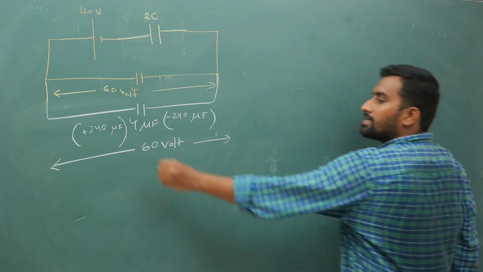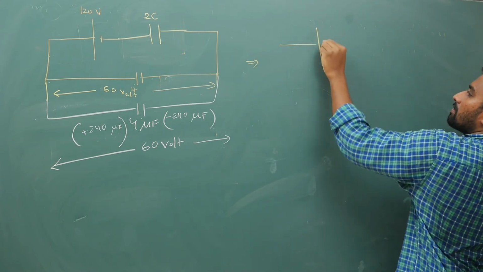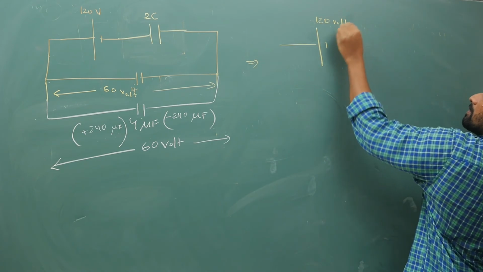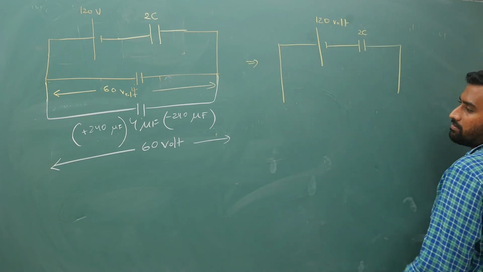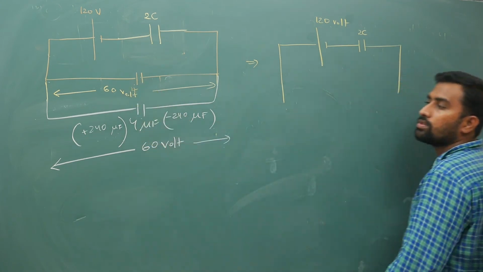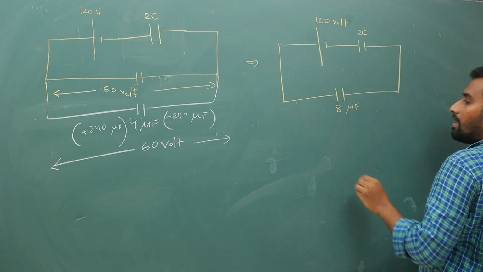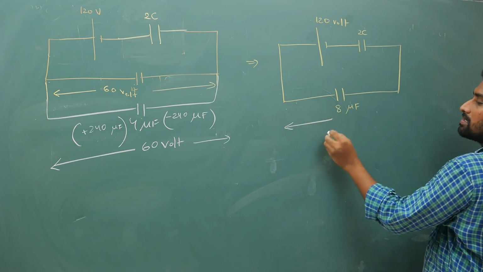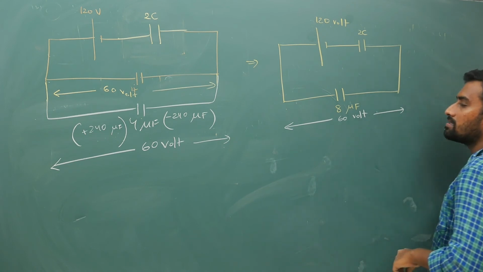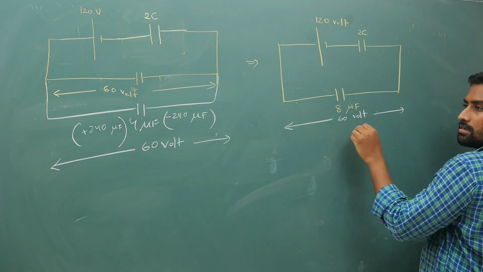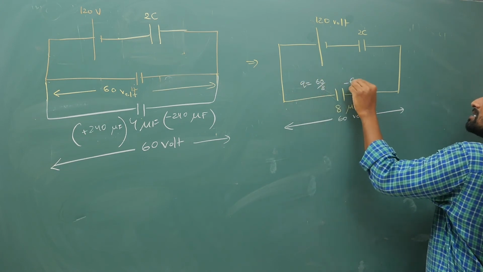Now if you replace this 4 and this 4, finally if you redraw the circuit, it is 120 volt followed by 2C, then this 4 and this 4 both are in parallel, so I can replace it with an 8 microfarad capacitor having a potential difference of 60 volt here. So how much is the charge? Your charge is Q by C, so Q is 60 by 8, minus 60 by 8.